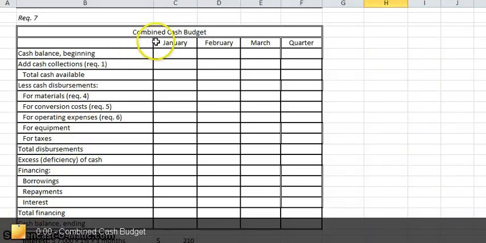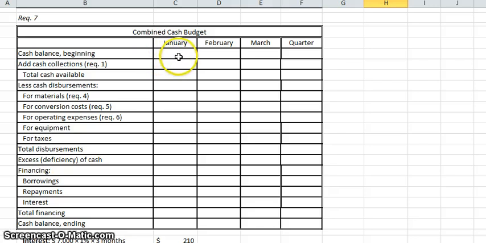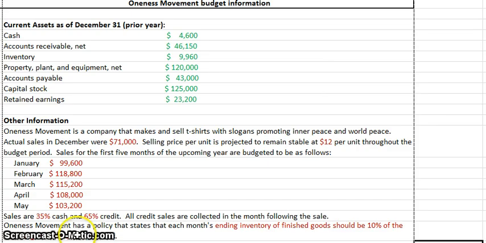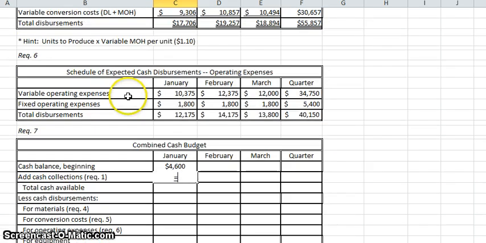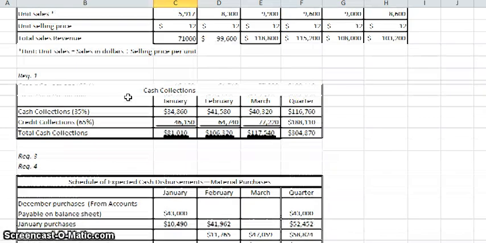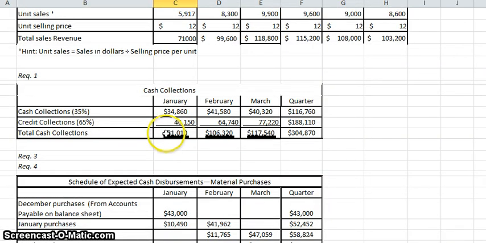We're now going to do our combined cash budget. The beginning cash balance is found on the current assets, cash 4,600. So we'll go ahead and enter that. That's one number that we're not going to have a formula for. Add the cash collections. All right, so it's going to equal the cash collections that we calculated right here.